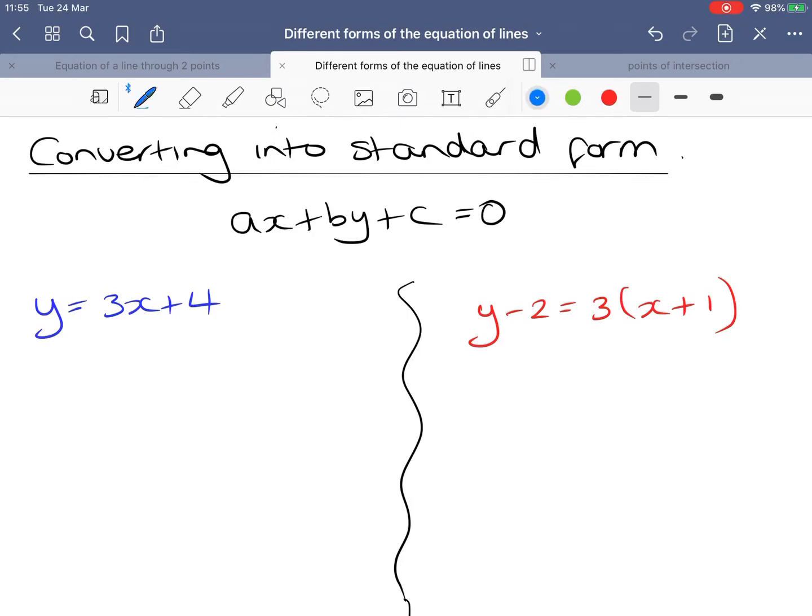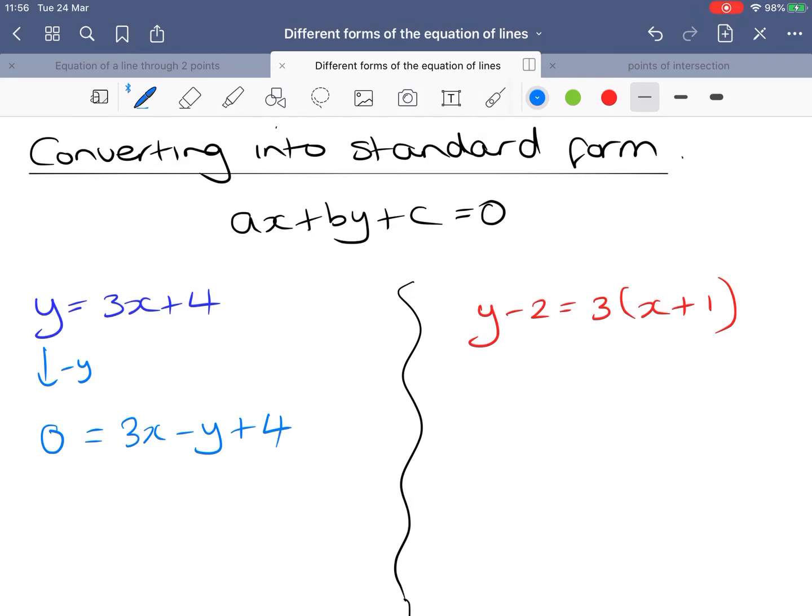So in the case of y equals mx plus c, you've just got to get everything to one side of the equation. So I'm going to take away the y, and I'm going to get 0 equals, and because we tend to write it as x, y, and then the constant, it's going to be 3x minus y plus 4.